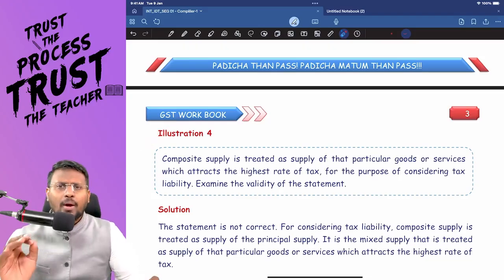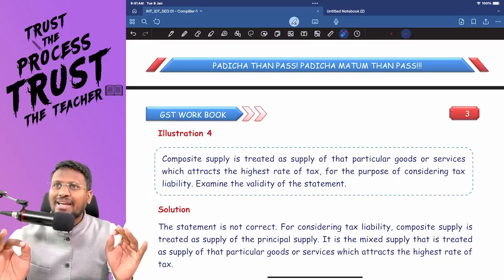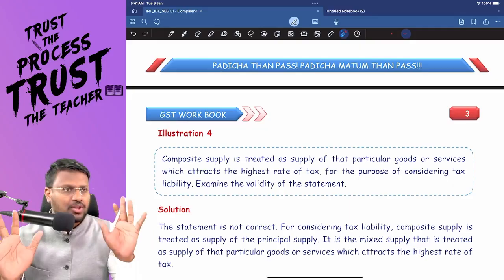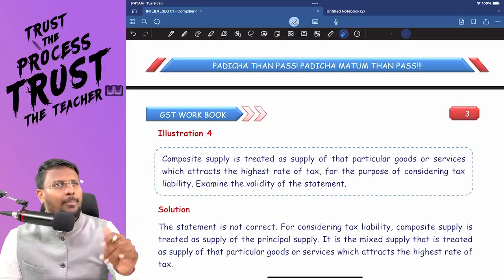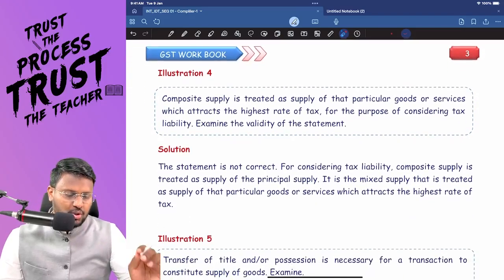This is the reason why I always say that you should revise the provisions as many times as possible. When you are thorough with the provisions, it is very easy to apply them in the workbook, my dear lovable students.